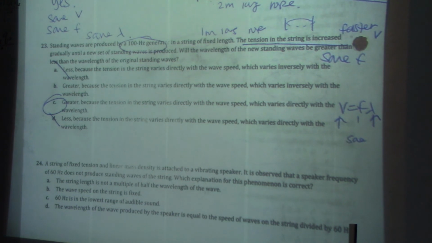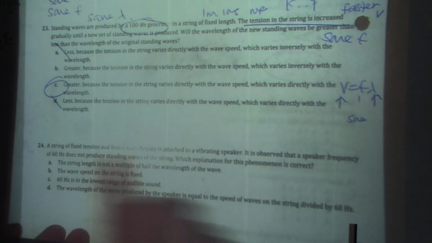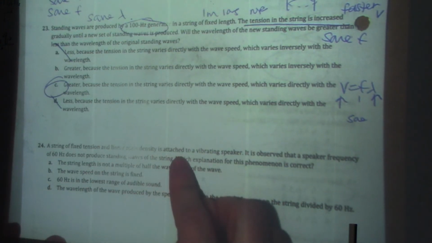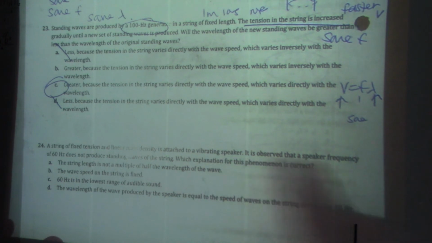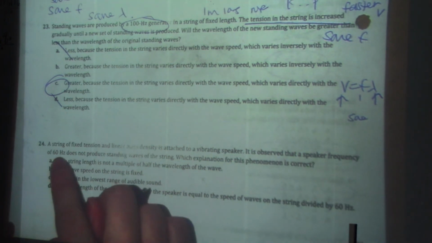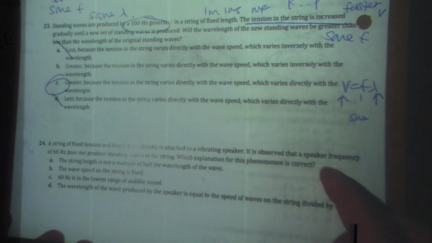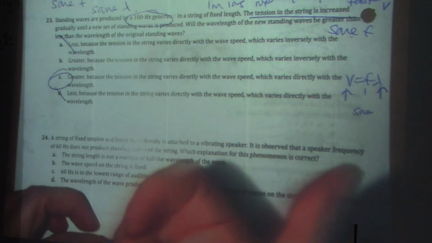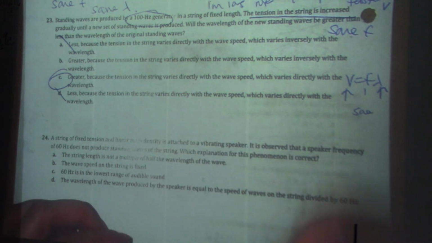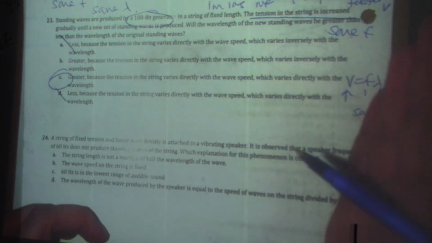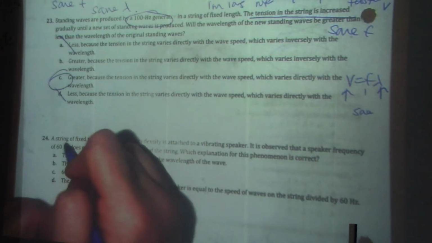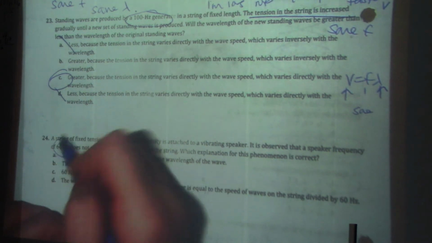234. All right, last one. A string of fixed tension and linear mass density is attached to a vibrating speaker. It is observed that a speaker frequency of 60 hertz does not produce standing waves. What is the explanation? Well, not all frequencies will produce a standing wave for a certain length of string. It's totally possible that 60 hertz would produce a standing wave on a different length of string.